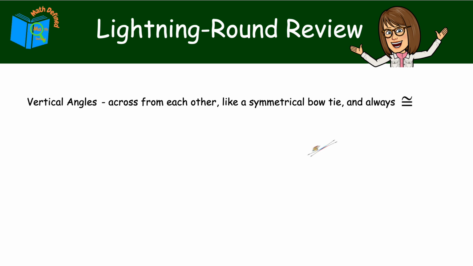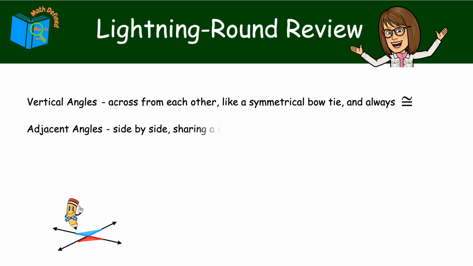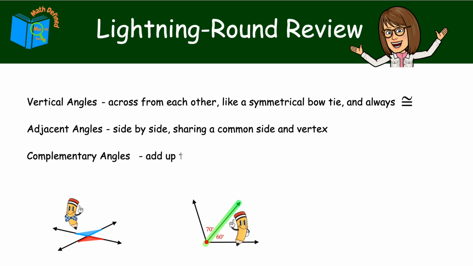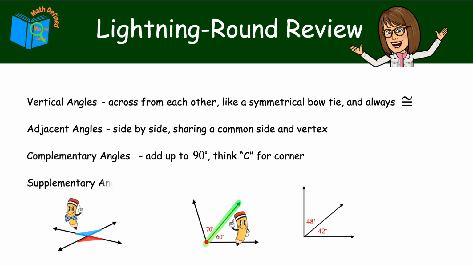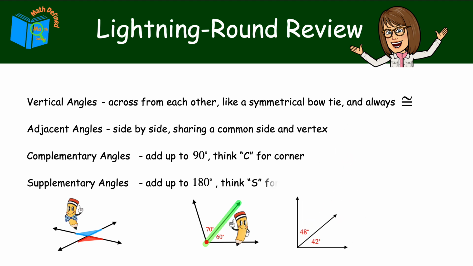All right, let's do a quick lightning round review before we go. Vertical angles. They are across from each other like a symmetrical bow tie and always congruent. Adjacent angles. They are side by side, sharing a common side and vertex. Complementary angles. Two angles that add up to 90 degrees, think C for corner. And supplementary angles are two angles that add up to 180 degrees, think S for straight line.